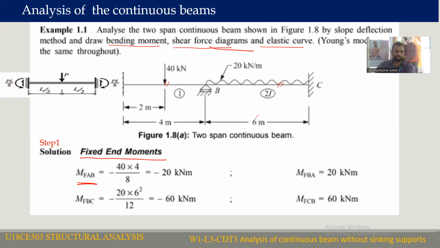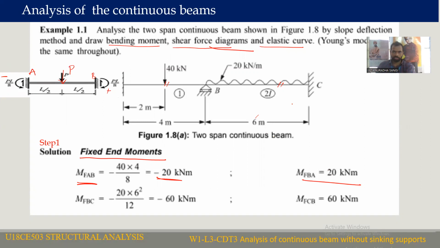The fixed moments can be calculated from this formula. If a point load is acting at the center, then the fixed moment is WL by 8, or if there is P, then it will be PL by 8. This is in the anti-clockwise direction, so that is negative. And MFBA is positive, that is PL by 8, because the fixing moment is acting in the clockwise direction. So we substitute these values, and we get MFAB is minus 20 kN·m, and MFBA is plus 20 kN·m.